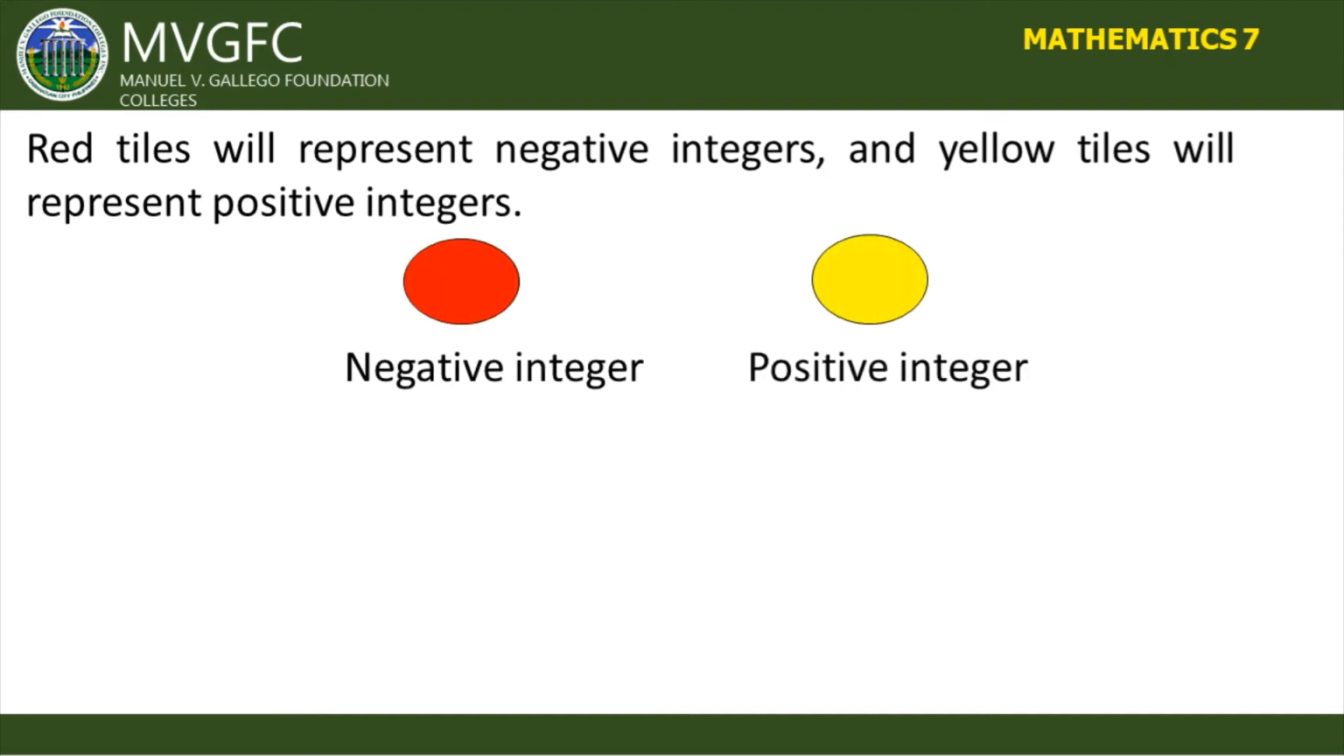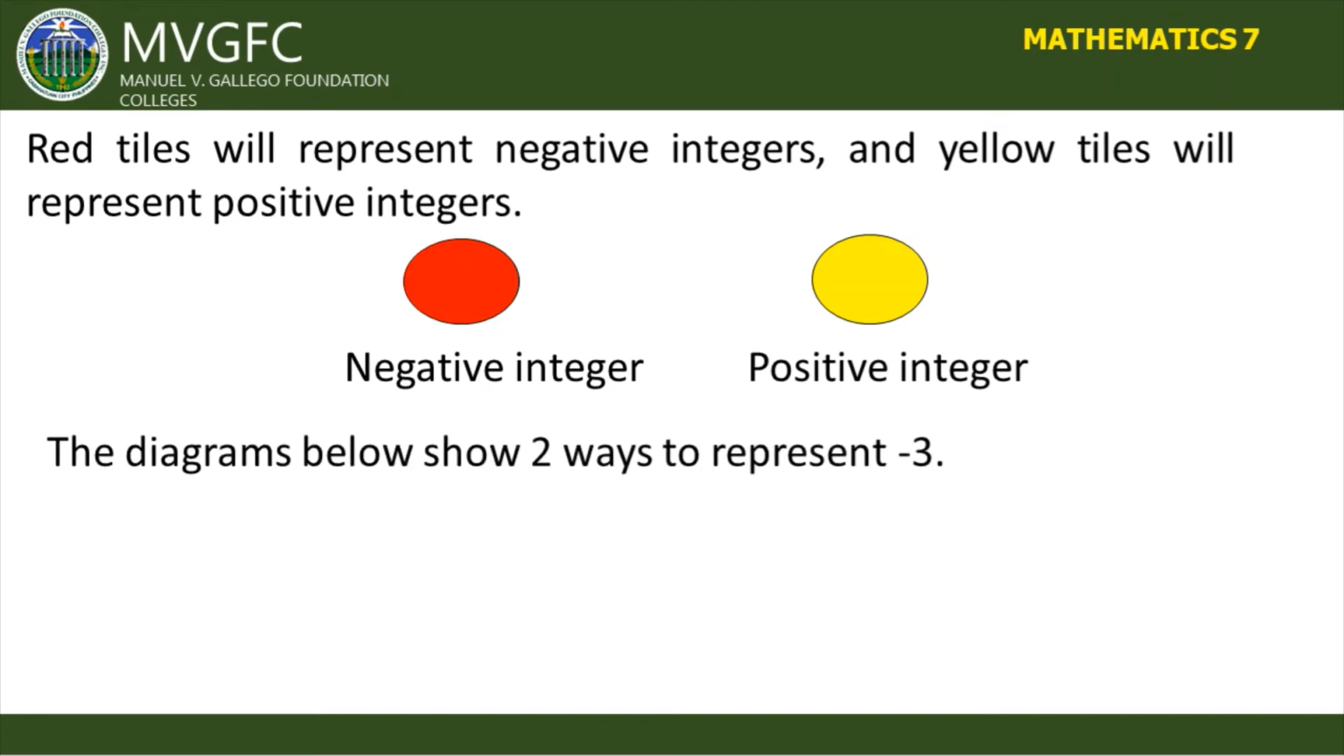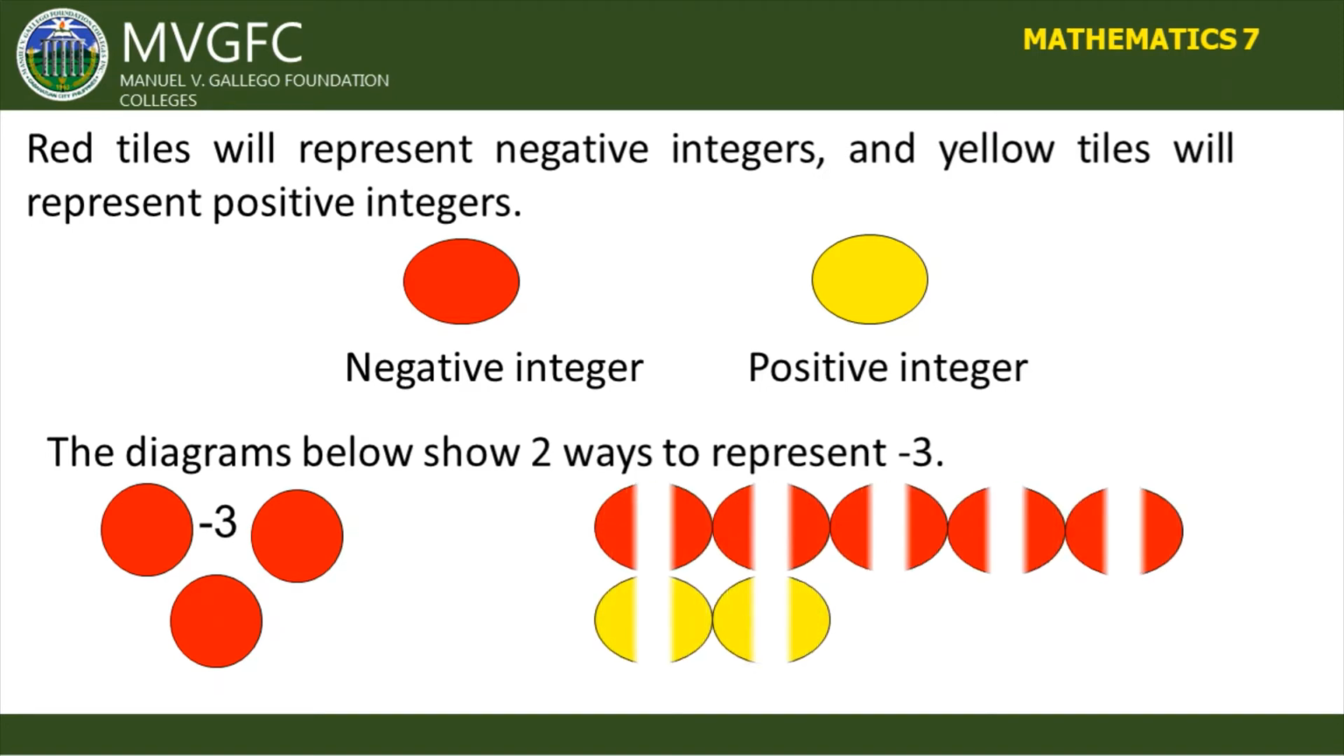So, as you can see now, the diagrams below show two ways to represent -3. At first diagram, we have 3 red tiles. Since 3 red tiles represent negative integers, we have 1, 2, 3 that represents -3. On the other side, we have 5 red tiles and 2 yellow tiles. So, you can actually use my method.